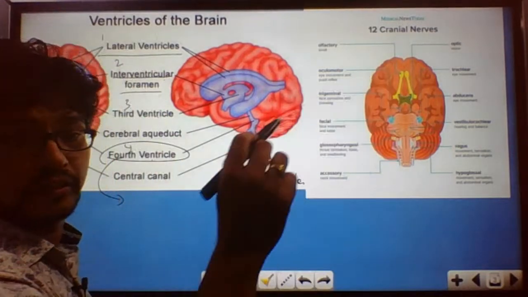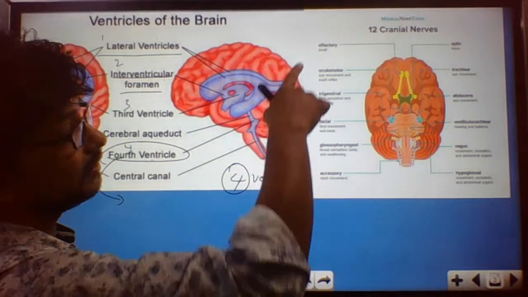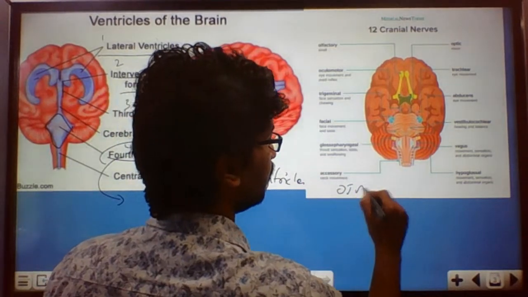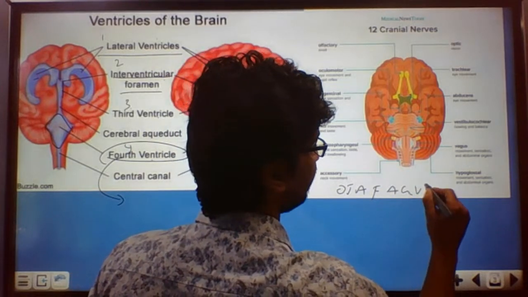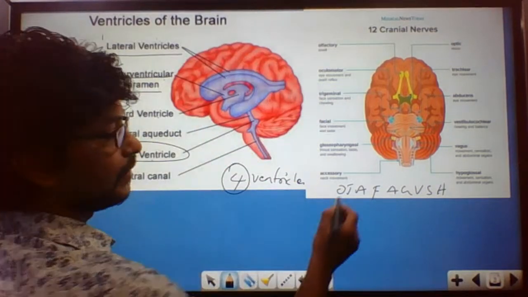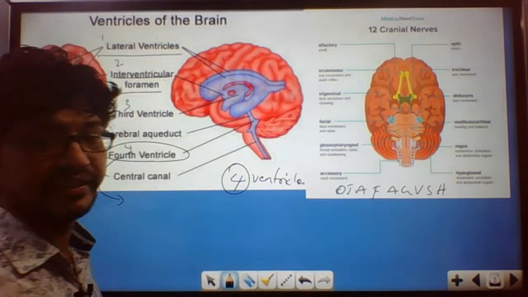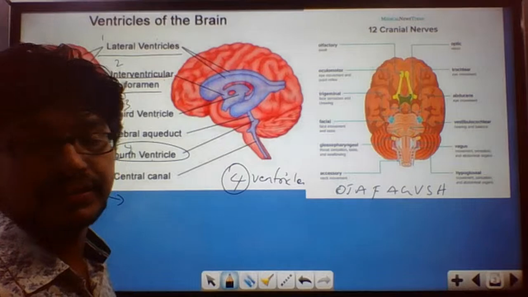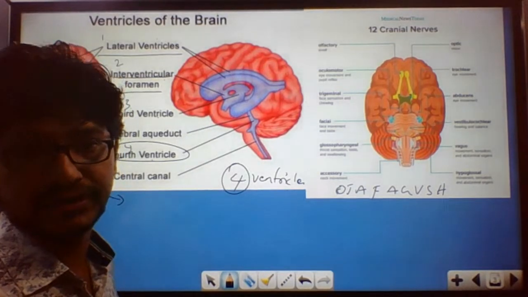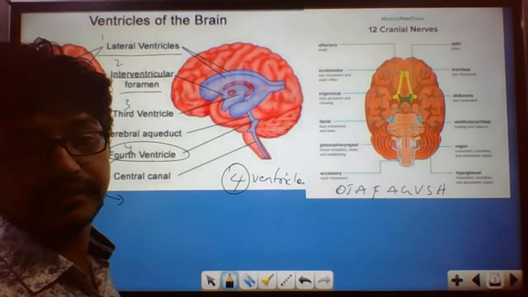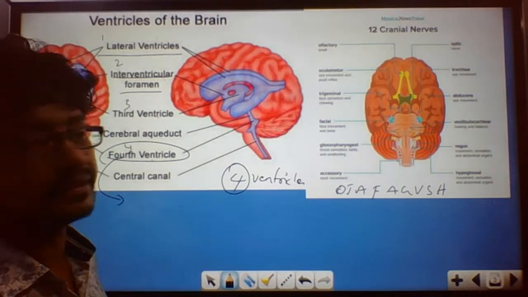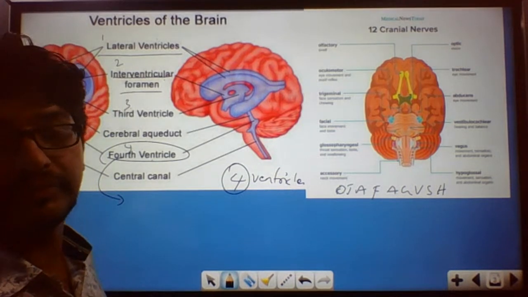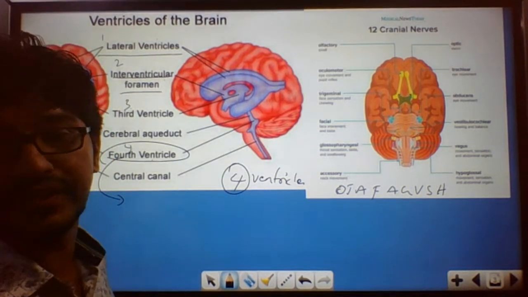Remember the mnemonic I told you, O, T, A, F, A, G, B, S, H. You might have a doubt, and one of you asked which is the largest of the cranial nerves. I hope this slide can give you the answer. I clearly mentioned the 12 cranial nerves. So can someone tell me, out of these 12 cranial nerves, which is the largest nerve?